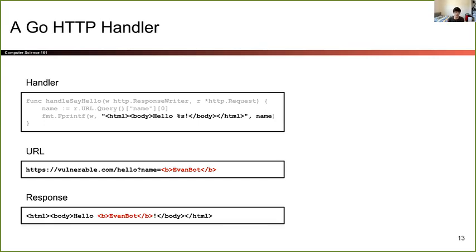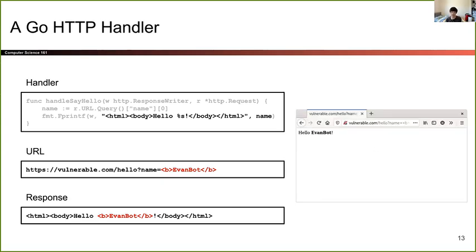So when the server receives this response, it'll see HTML tag, body tag, hello, and then it'll see this B tag. Now, if you're not familiar with HTML, it's okay if you're not, but this is a tag that makes something bold. So when the browser receives this, it's going to say, now I need to make this bold because this is what I received in the response. So now I look at the web page and it says, hello, EvanBot, but EvanBot is now bolded.